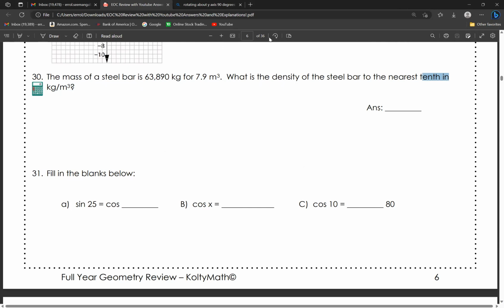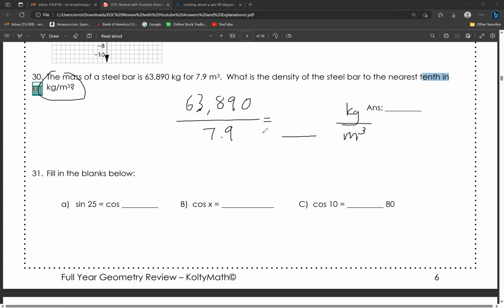Let's see what it is. 63,890 divided by 7.9. Whatever you get here will be in kilograms per meters cubed. Whatever that works out to be, about 8,000 something. 8,087 point. Now just give me 2 decimals. It says no, 1 decimal. It says tenth. What is it to 1 decimal?